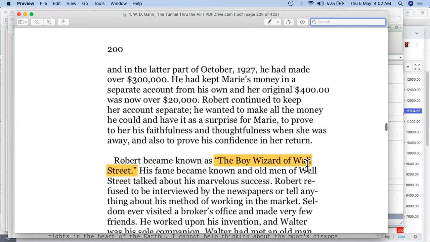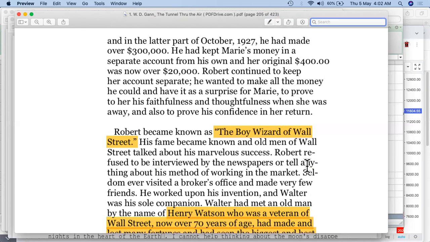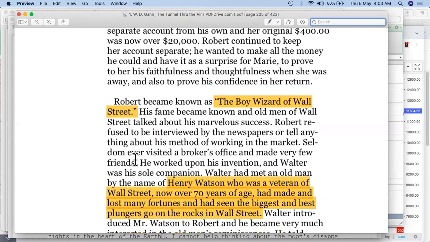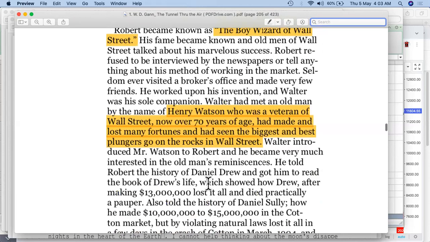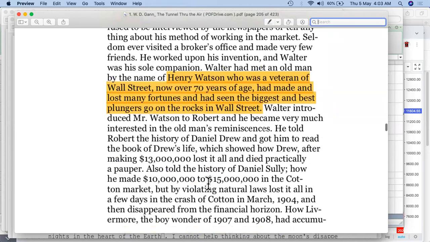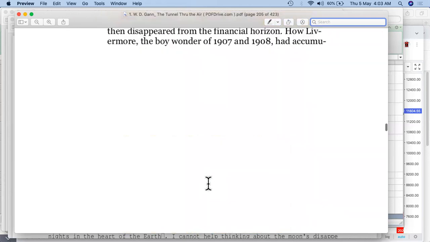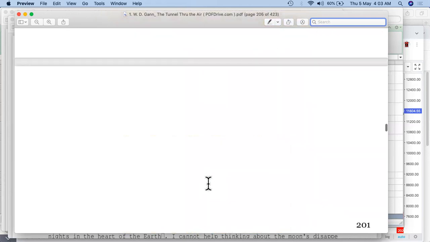Now, as he started making more and more money, he was being known in the circle as the boy wizard of Wall Street. Right here, Walter introduced him to a person by the name of Henry Watson, who was 70 years plus of age, and he talked about a few things with Robert. What are the things? We'll see those one by one.